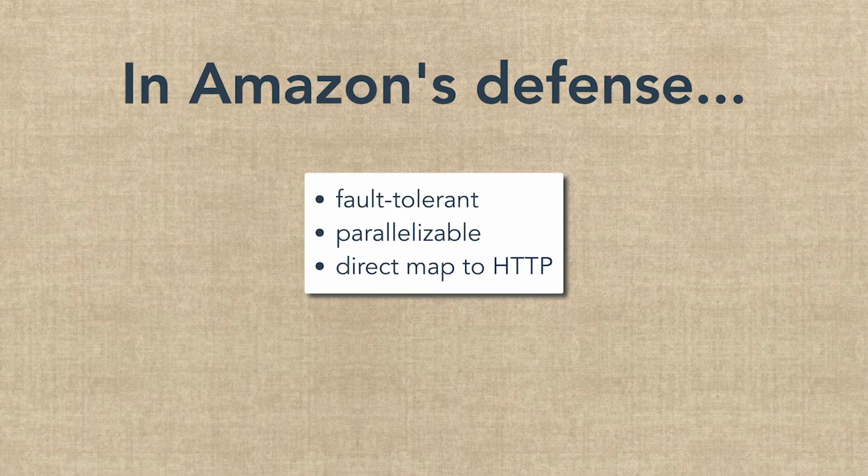What went wrong here? So in Amazon's defense, it is fault tolerant. If one of those parts that I'm uploading fails, then I could have logic in place to retry that. And that way I don't have to cancel a 500 gigabyte upload just because one piece might have failed. It's parallelizable. If I have all the parts available, I can start uploading multiple at once, and the whole upload will complete more quickly.